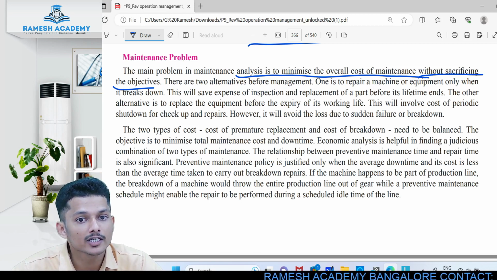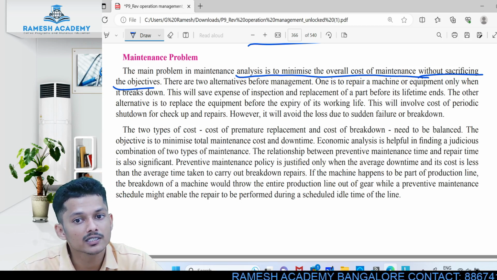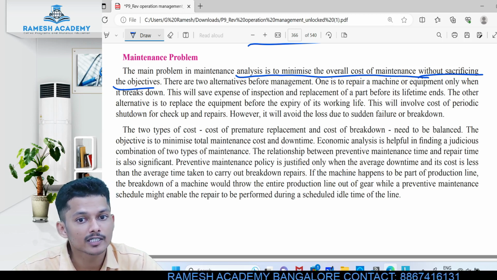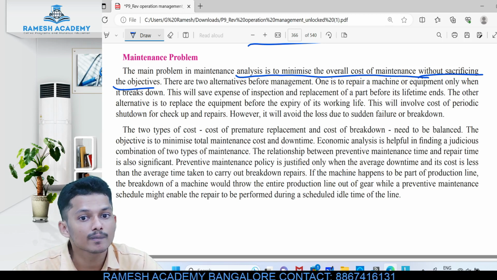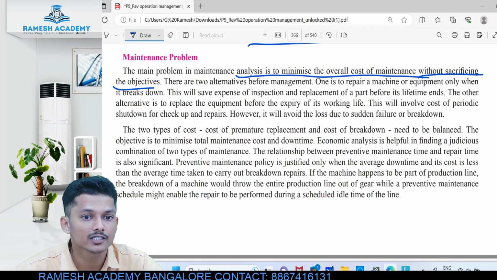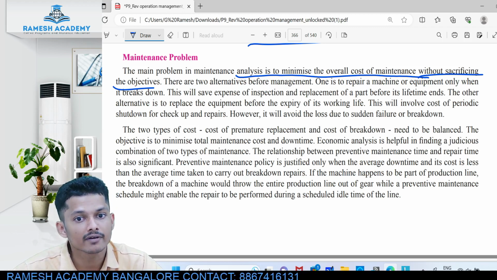There are two alternatives before management. One is to repair a machine or equipment only when it breaks down. This will save the expense of inspection and replacement of the part before its lifetime ends. The other alternative is to replace the equipment before the expiry of its working life. This will involve the cost of periodic shutdown for checkup and repairs. However, it will avoid the loss due to sudden failure or breakdown.